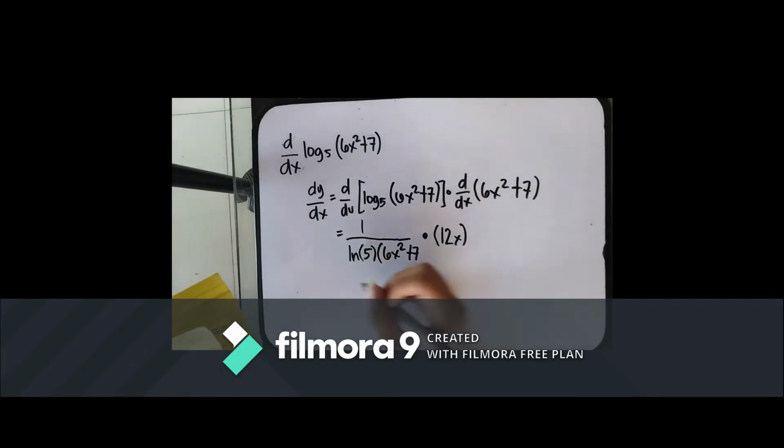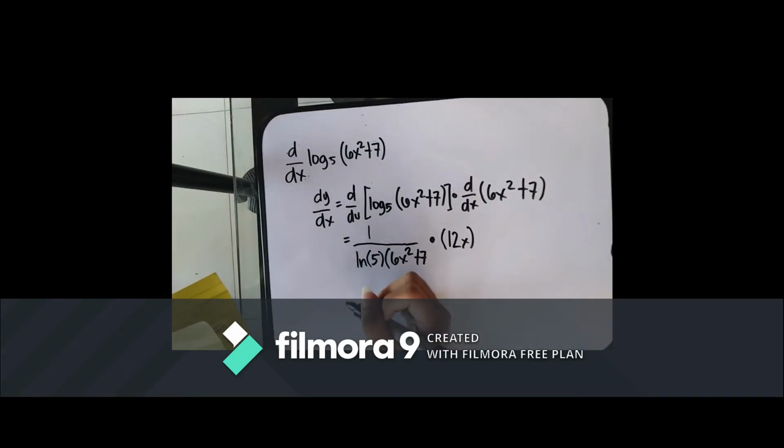Then multiply dy over du times du over dx. So you will get the answer of 12x over ln 5 times 6x squared plus 7.